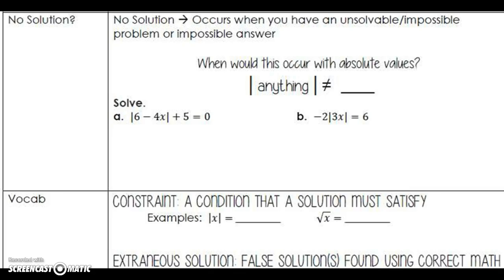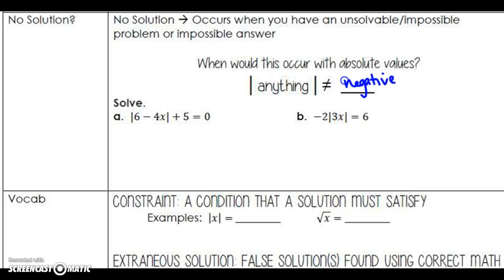Let's talk about no solution. What's going to happen if we have something that's unsolvable or impossible to solve? Well, the absolute value of anything can never, ever equal a negative.